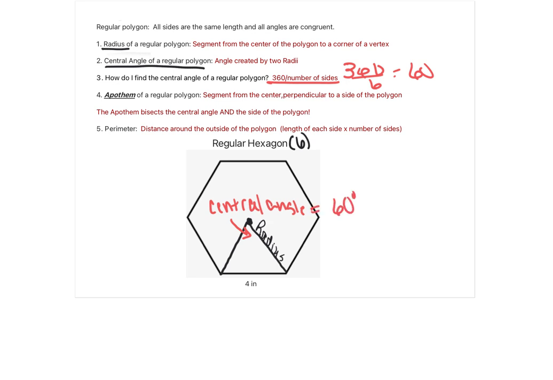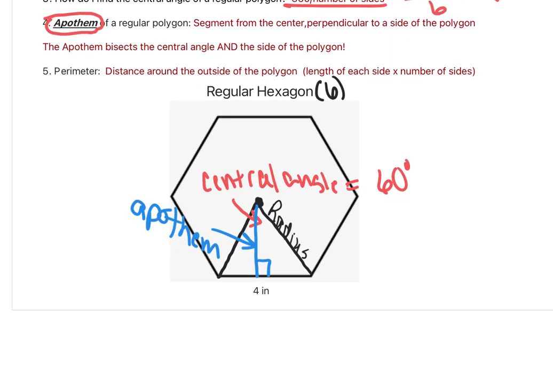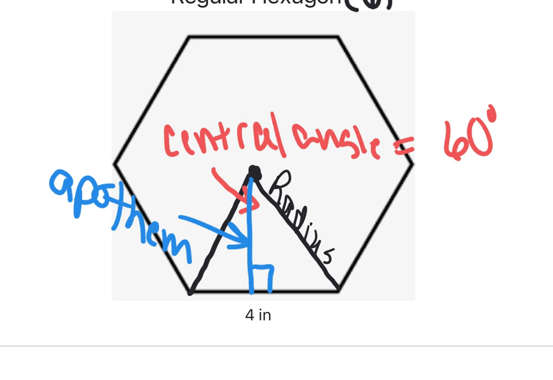I'm not going to put that in the central angle spot just yet because I'm going to put something else in there, because we also have what's called an apothem. This is a brand new vocabulary word for you guys, and it is the segment that goes from the center straight down perpendicular to the side. Okay, and that's going to be in blue here. That's going to be our apothem. The apothem bisects the central angle. So that whole angle that I have labeled there in red is 60 degrees. However, it bisects that angle.